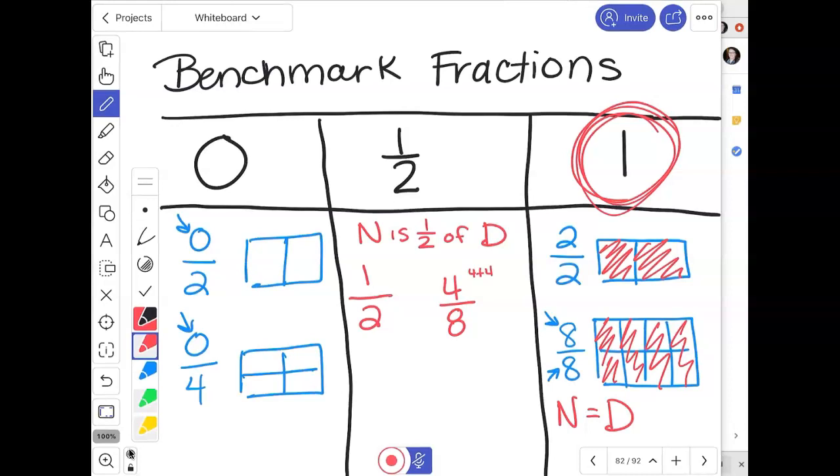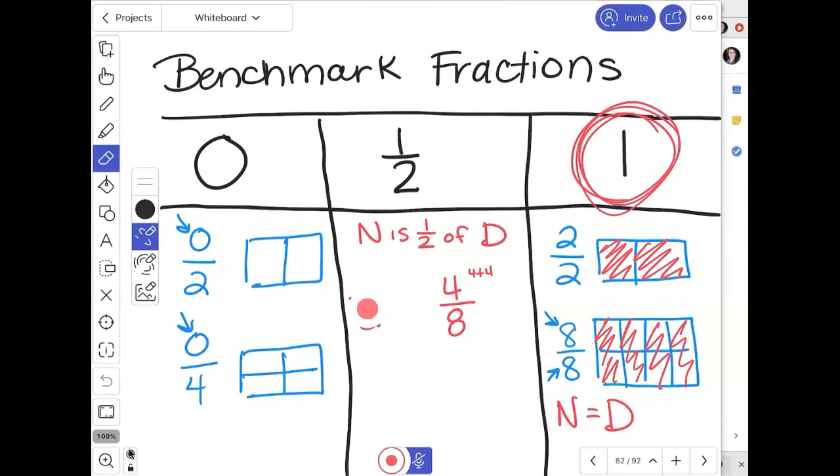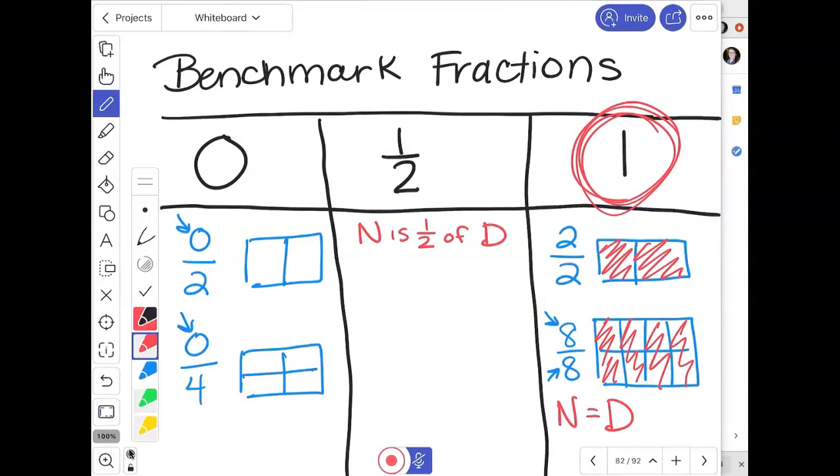Another way of looking at this sentence that I have right here, I had a teacher say this to me when I was much, much younger. If your numerator is half of your denominator, it's also true that if you double the numerator, it should equal the denominator. So if I double 2, 2 plus 2, it should equal 4. Anytime that's true, where if you add the top to itself and it equals the bottom, it's equivalent to 1/2.